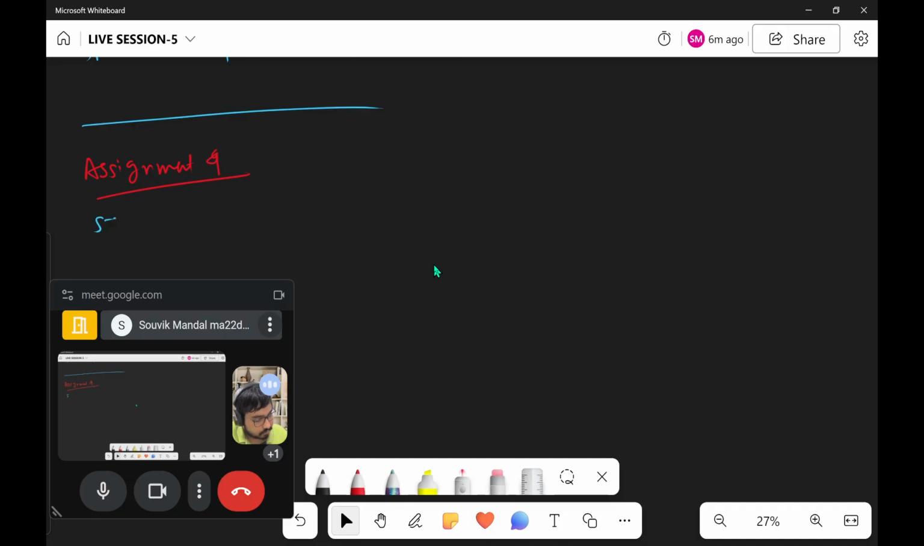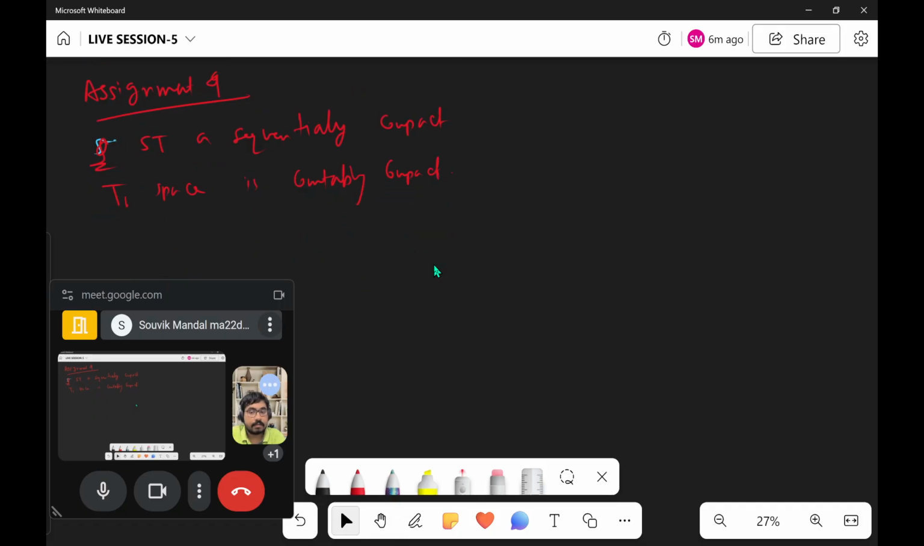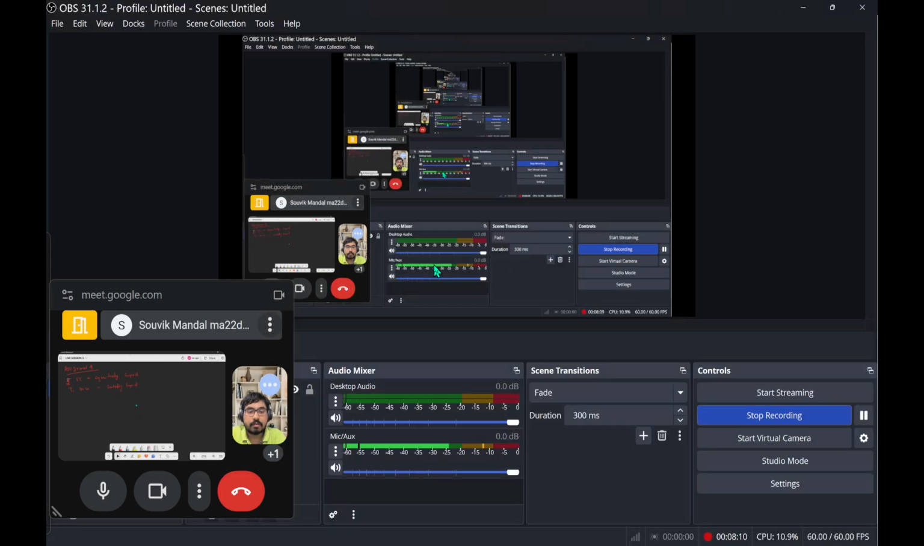So the first question is: show that a sequentially compact T1 space is countably compact. So, a sequentially compact T1 space is countably compact.